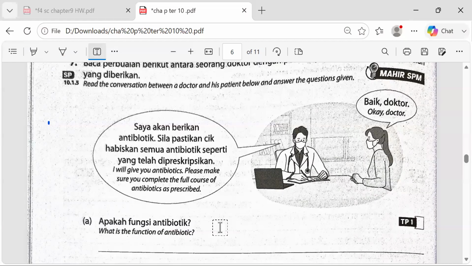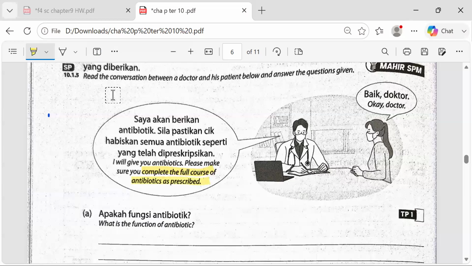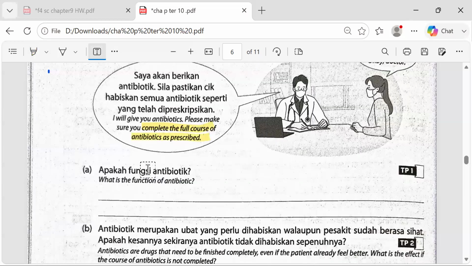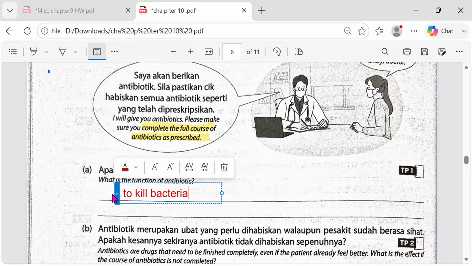Okay, I will give you antibiotics. Please make sure you complete the full course of antibiotics as prescribed. Okay, what is the function of antibiotics? To kill bacteria.